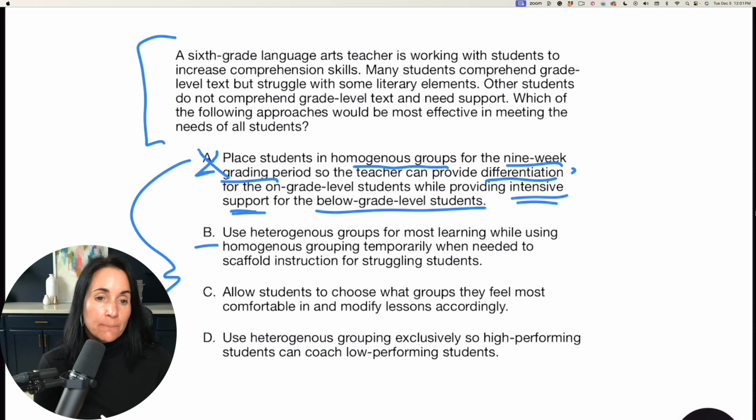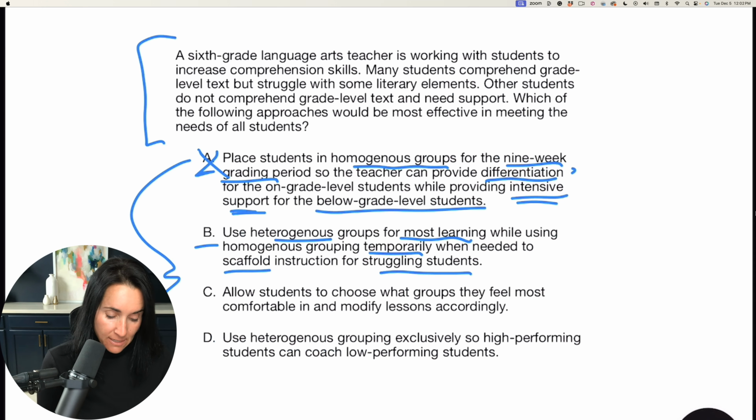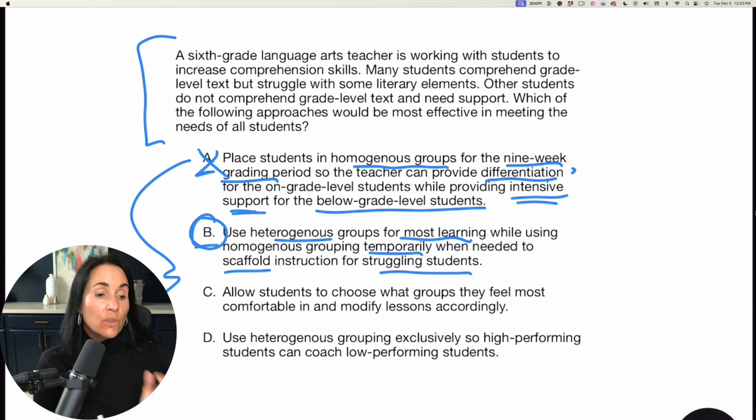Let's have a look at B. Use heterogeneous groups for most learning. Okay, I like that. While using homogeneous grouping temporarily, very good, when needed to scaffold instruction for struggling students. This is a good answer choice because for the most part, we're using heterogeneous groups or mixed ability groups, and we're only using homogeneous grouping when we need to really target or scaffold instruction for struggling students in any one area. So B looks good.